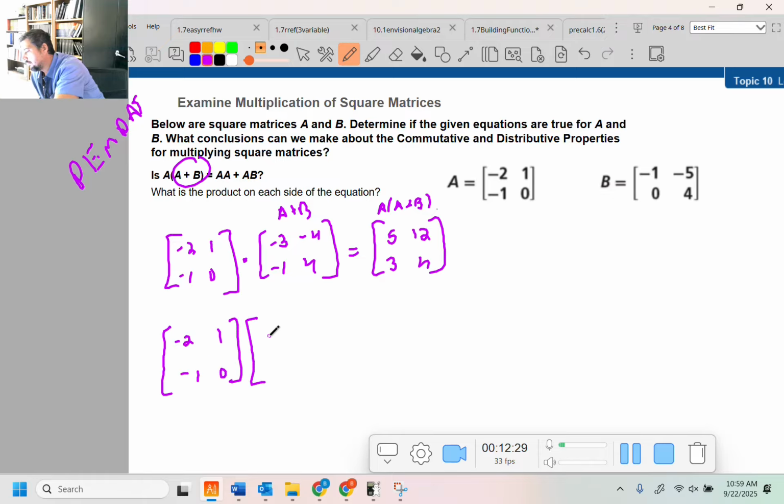All right, -2 times -2 is 4. -1 times -1 is 1. 4 plus 1 is 5. By the way, this is going to be AA.